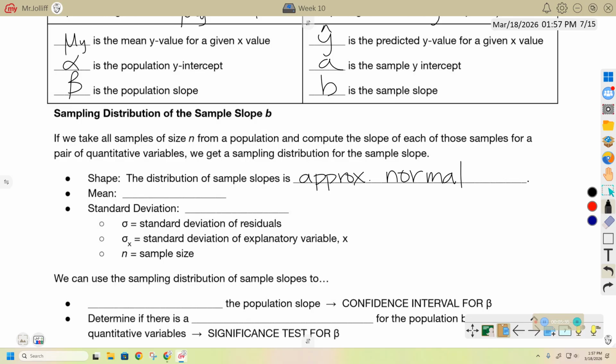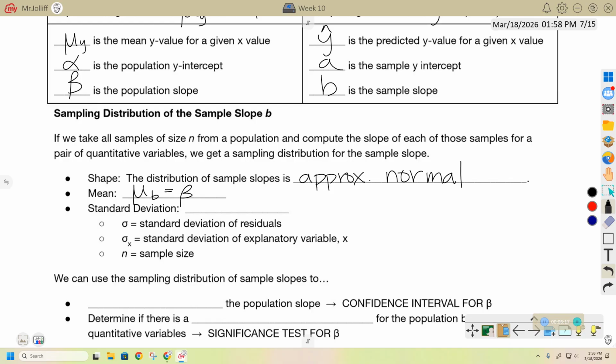We are back on familiar ground. Yeah? This is going to be a nice, pretty symmetric bell curve, just like we saw for proportions and means. The mean of my distribution of sample slopes b, so mu sub b, is equal to the population slope, beta. Just like the mean of my sample means was equal to the population mean, and the mean of my sample proportions was equal to the population proportion. Same idea. The mean of the sample slopes should be the population slope.